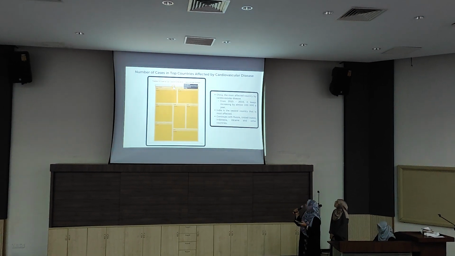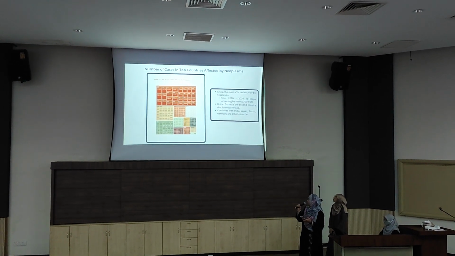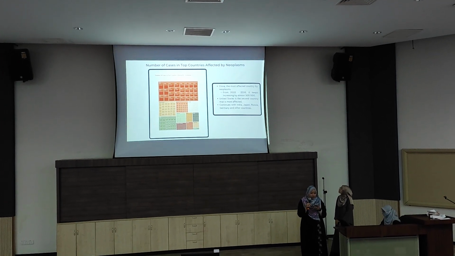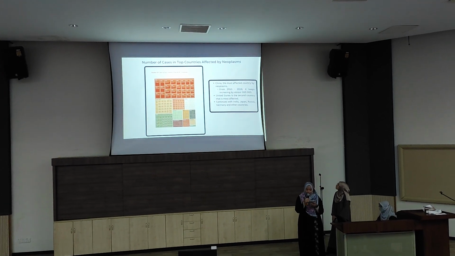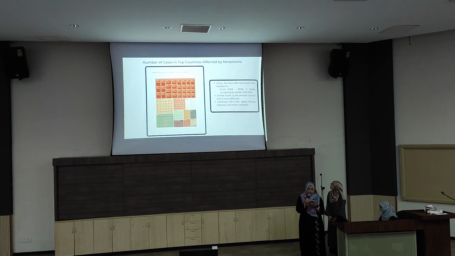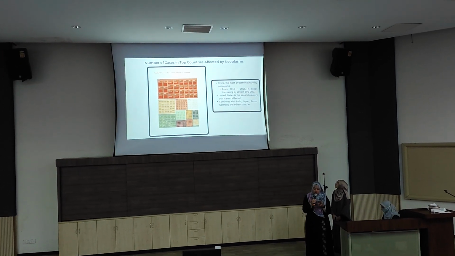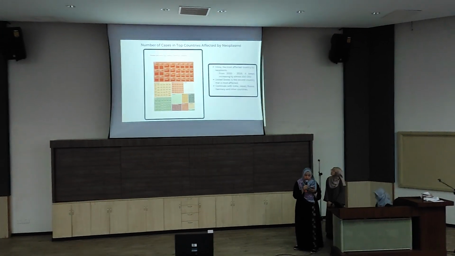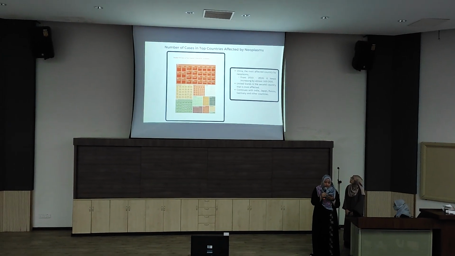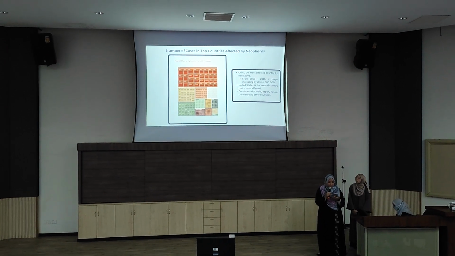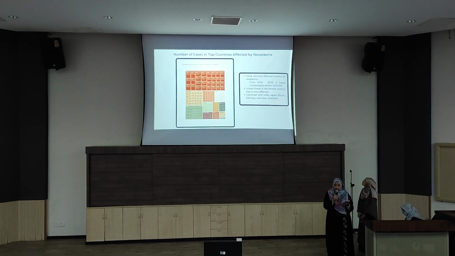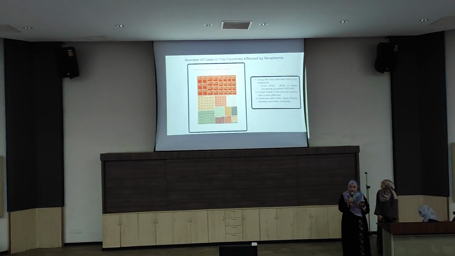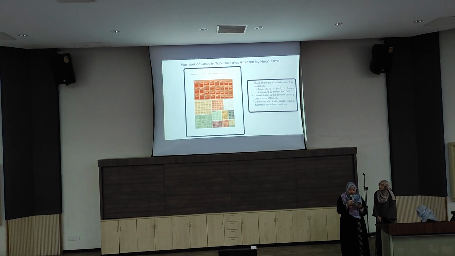So the next is the number of cases in the top countries affected by neoplasm. Neoplasm is the abnormal development of new tissue, more commonly called a tumor. There are 2 types, benign tumor and malignant tumor. The common contributing factors are genetics, hormones, and also smoking and drinking. The common symptoms are anemia and shortness of breath.